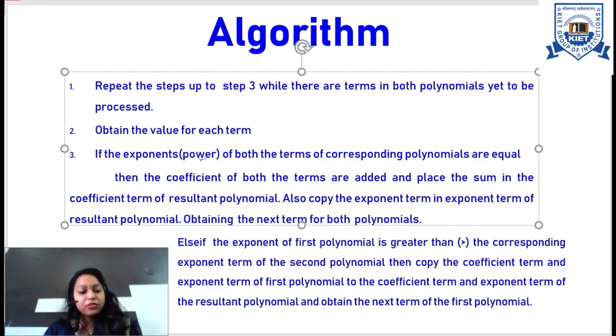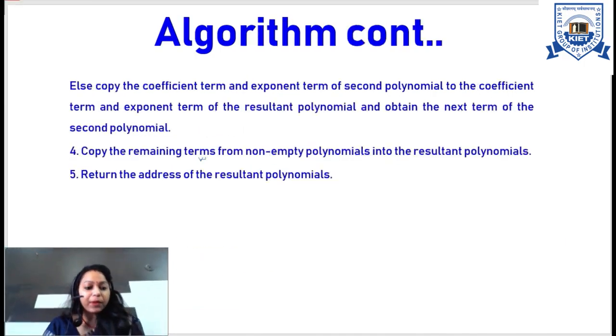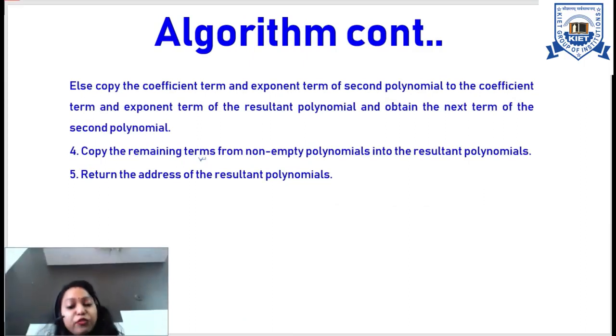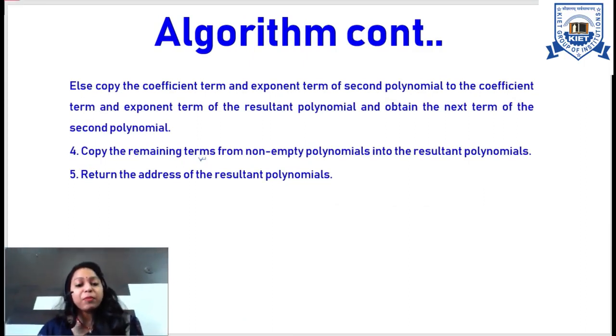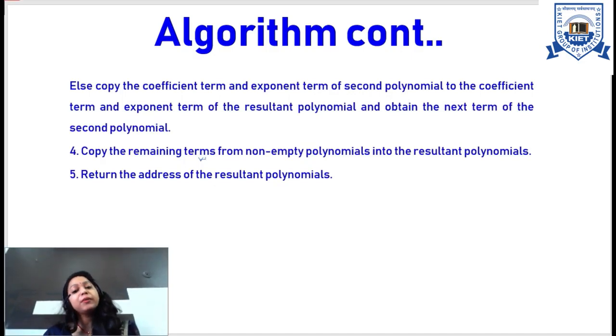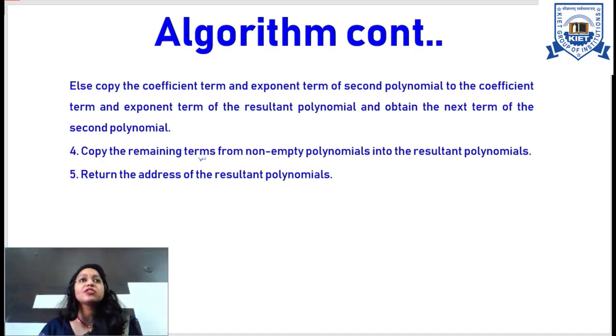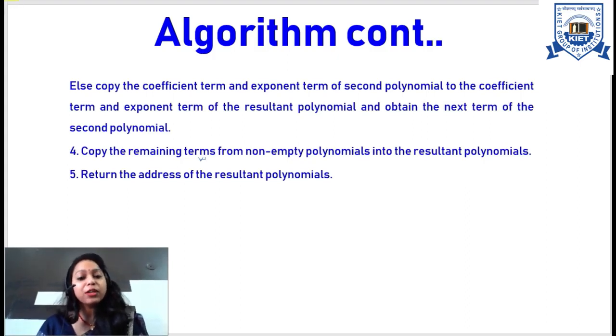Okay, so we have completed this particular part. Now next is, if the exponents are not equal and the first term exponent is also not greater, then that means the second polynomial equation is having the highest exponent term. So we will copy the coefficient term and exponent term of the second polynomial to the coefficient term and exponent term of the resultant polynomial and will obtain the next term of the second polynomial.